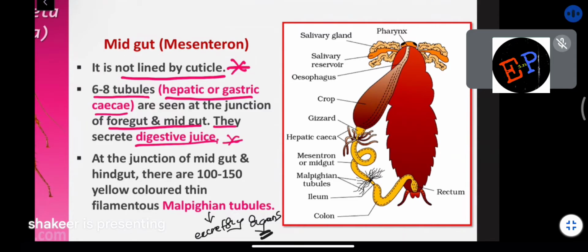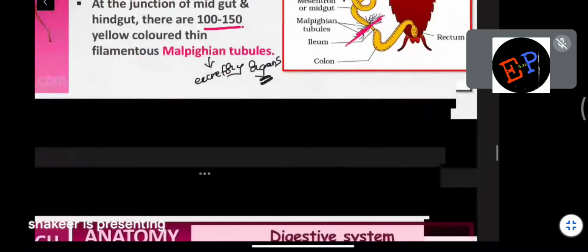At the junction of midgut and hindgut, there are 100 to 150 yellow colored, thin, filamentous Malpighian tubules. At the end of the midgut, the hindgut will start, and in between both of them you will have the Malpighian tubules. 100 to 150 Malpighian tubules are present, and they are responsible for excretion. Therefore, this total region in between these two red lines we can call the midgut. That's it.